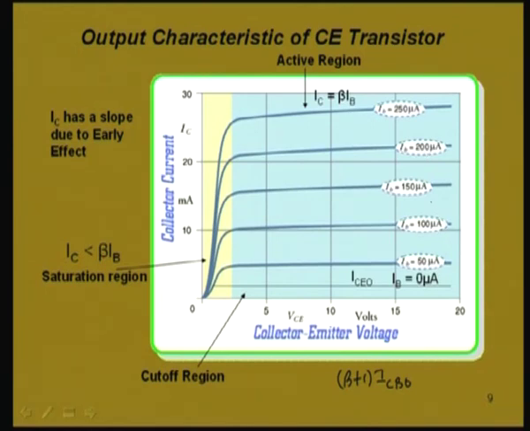If we now observe this plot at IB equal to 100 microampere, IC is almost constant at 10 milliampere. So, what will be the beta value? That can be calculated by simply IC by IB. Substituting the values of beta and IB, we can find out IC. So, in this plot we know what is IB, we know what is IC, so we can find the value of beta. It is equal to 10 milliampere by 100 microampere.